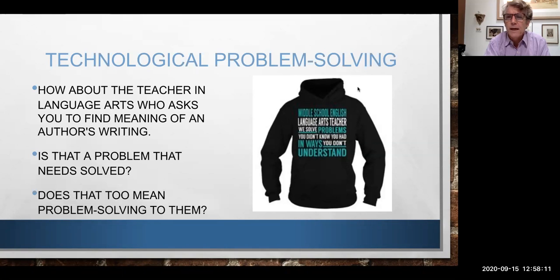Middle school English language arts teachers, we solve problems you didn't know you had in ways you don't understand. So that's nice. That sums up that the world of the middle school English teacher is probably very different from the world that we average people live in. The problems that they need to solve may not be problems that we feel we need to solve, but they're no less important in how we go about them.